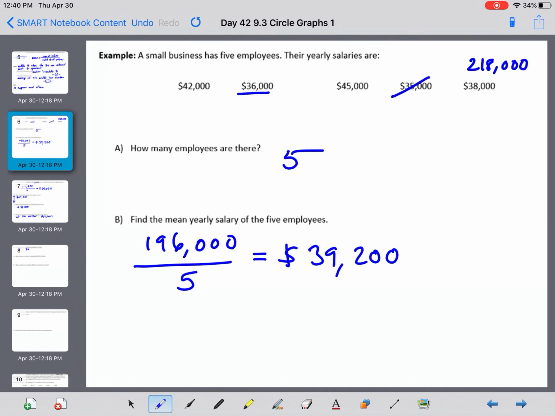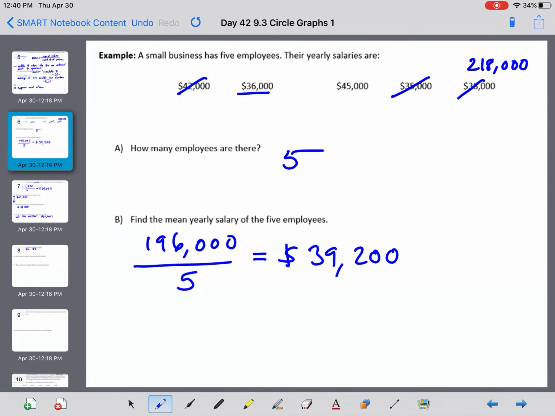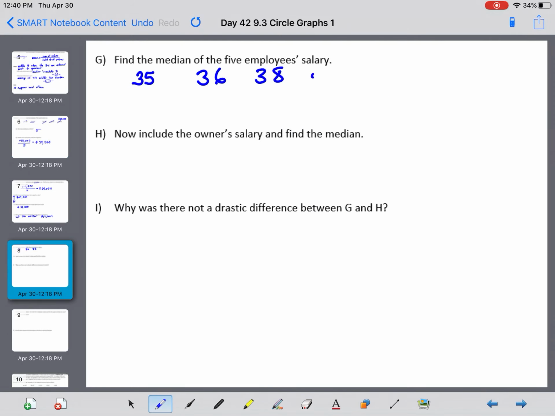So I'm just going to put that in order. After 36,000, it looks like 38,000. After the 38,000, it looks like I have 42, and then I have 45. So that's how I quickly go in order. I just find the smallest, and I just keep working my way up until I've done the entire data set. So if I'm looking for the median here, the median of the 5 employees' salary is going to be the number in the middle. So that tells me that 38,000 is going to be the median.